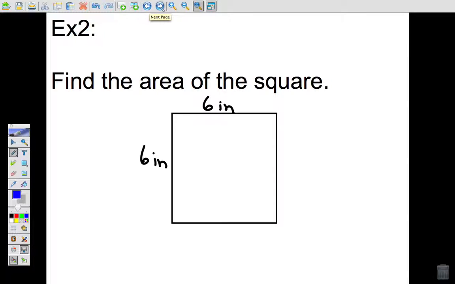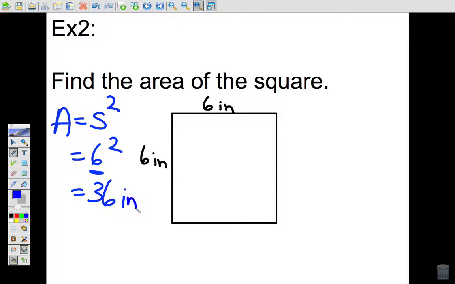Example 2, find the area of the square. Since in a square each side's the same, I can use the formula where you take a side and you square it. So I can take 6 and square it. How do you square a number? You take the number times itself. What's 6 squared? It's 36. And here it's going to be inches squared. Or you can take 6 times 6, the length times the width, and you get the same answer.